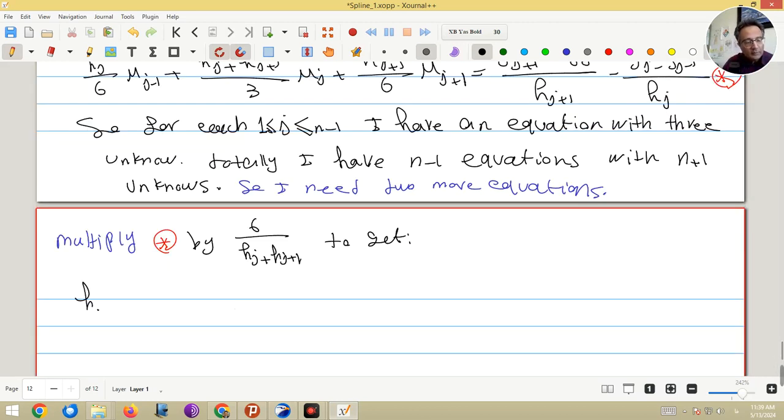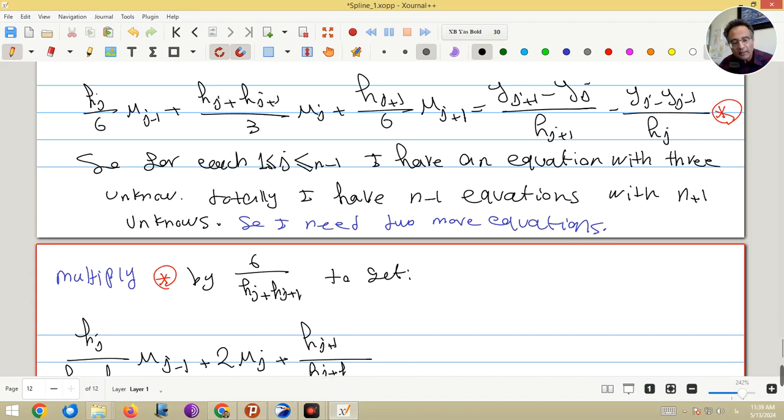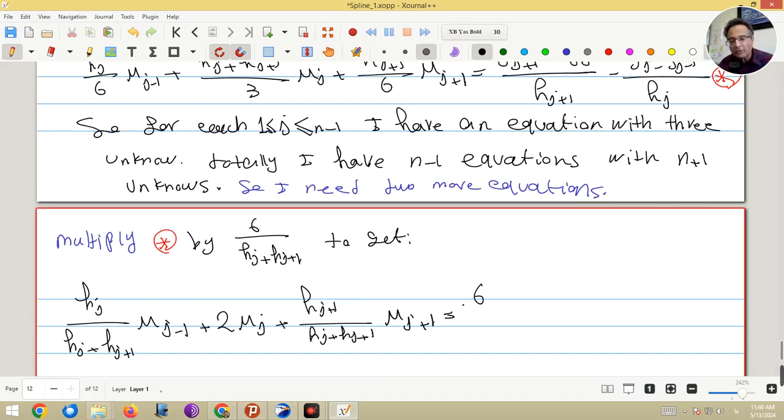h_j plus h_{j+1} times M_{j-1}, plus, here h_j plus h_{j+1} will cancel, and 6 over 3 is 2, just 2 remains, M_j will appear here, and finally here I will get h_{j+1} over h_j plus h_{j+1} times M_{j+1}, and in the right hand side I just write 6 over h_j plus h_{j+1} times (y_{j+1} minus y_j over h_{j+1} minus y_j minus y_{j-1} over h_j).